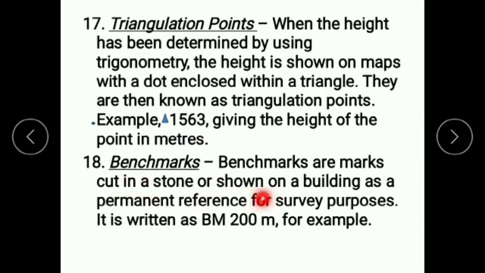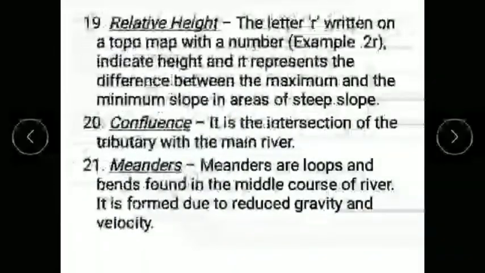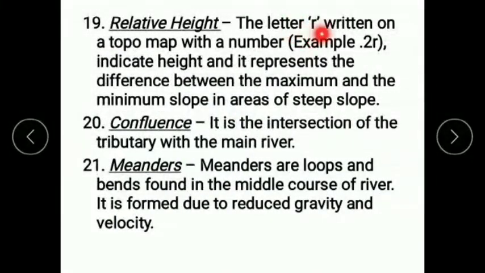Next, relative height. Relative height is indicated by the small letter R, and it is written on a topo map with a number like 0.6 R, 0.2 R, 0.3 R, this way. It also indicates the height. But the relative height can also be depicted as depth, relative height or relative depth.